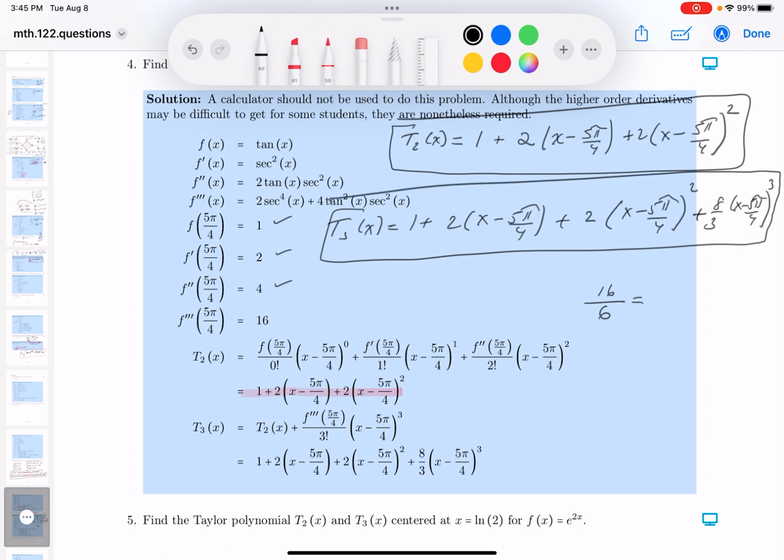Again, my recommendation, look at the answer key. Make sure you're staring at that. Again, what are you looking at? This is still T2. You're adding this term on. And we did that. It's 8/3 times the quantity, x minus 5 pi over 4 cubed. We're good to go to the next question. Thank you.